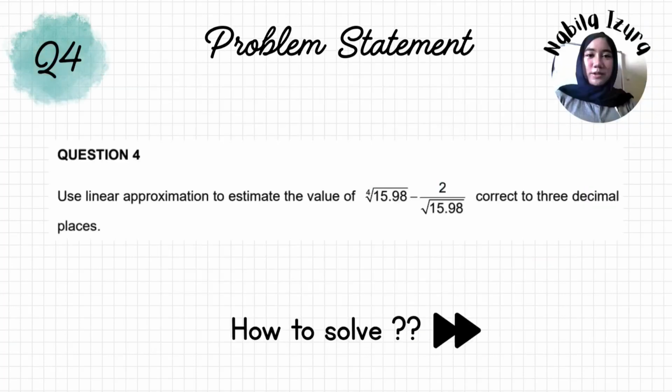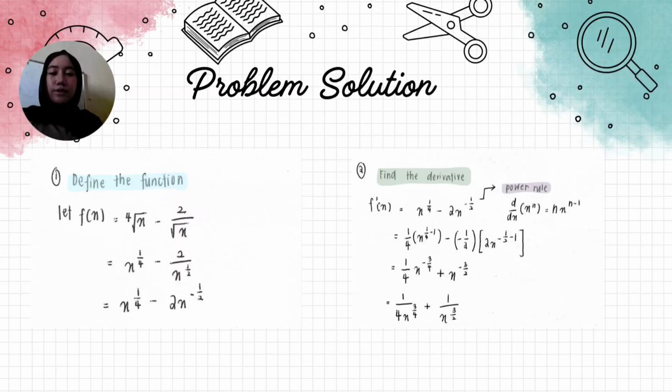So as for question 4, it states to use linear approximation to estimate the value of fourth root 15.98 minus 2 over square root 15.98, correct to 3 decimal places. To solve this problem, we need to build a general formula. We have to replace the specific value of 15.98 with the variable x so that we can define our function as f(x) equals fourth root of x minus 2 over square root x. We must do this because we cannot differentiate a static number.